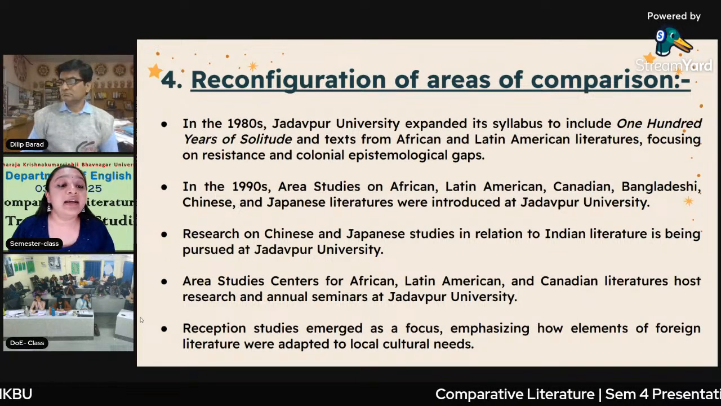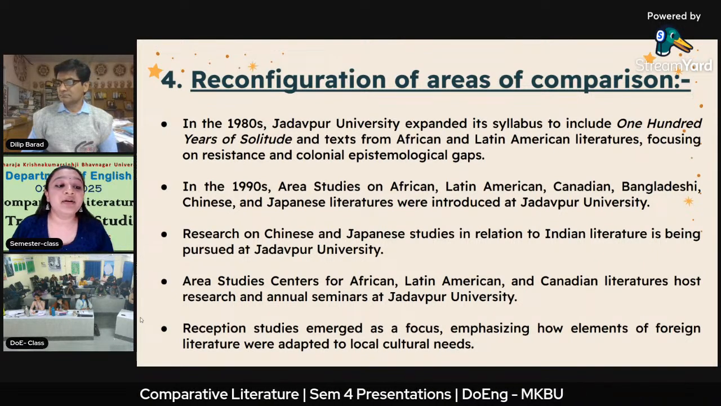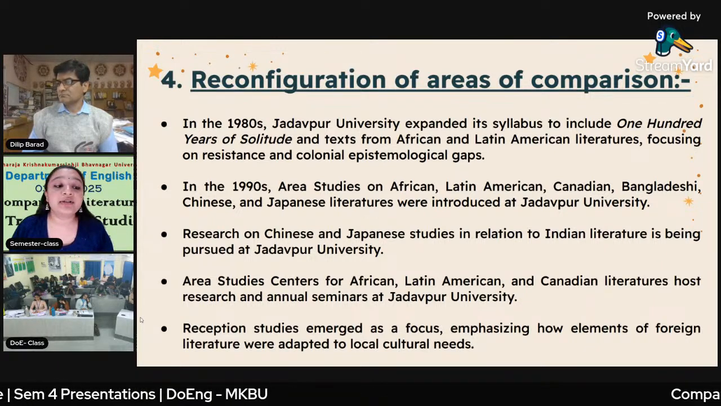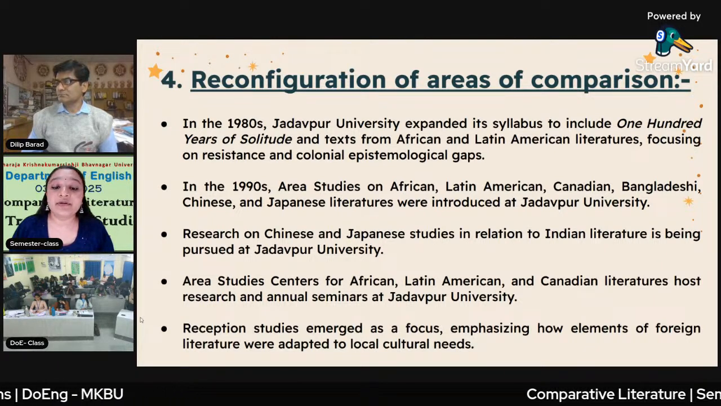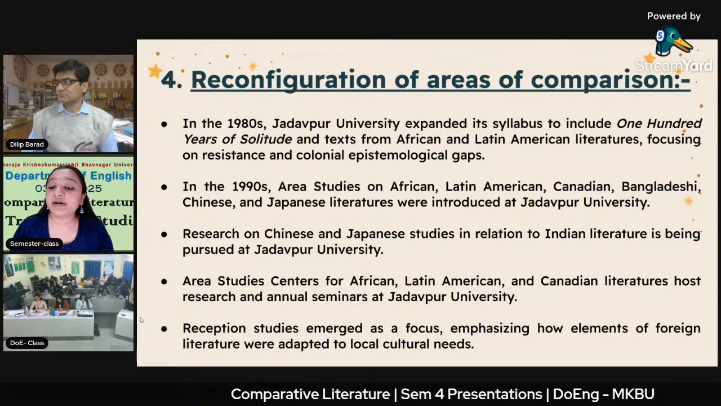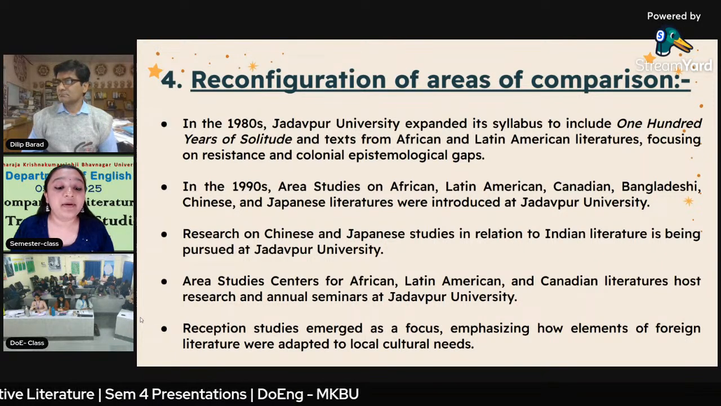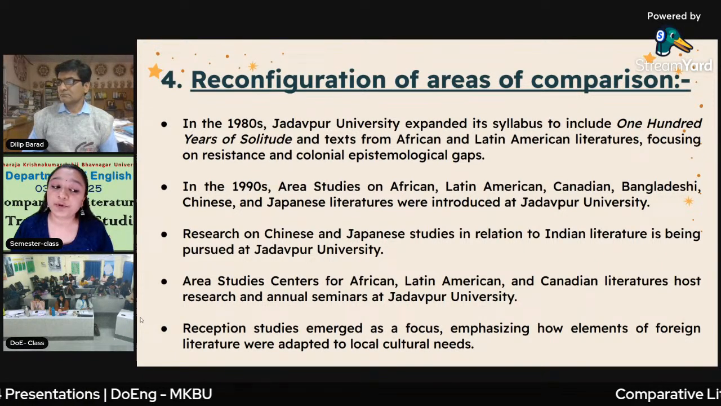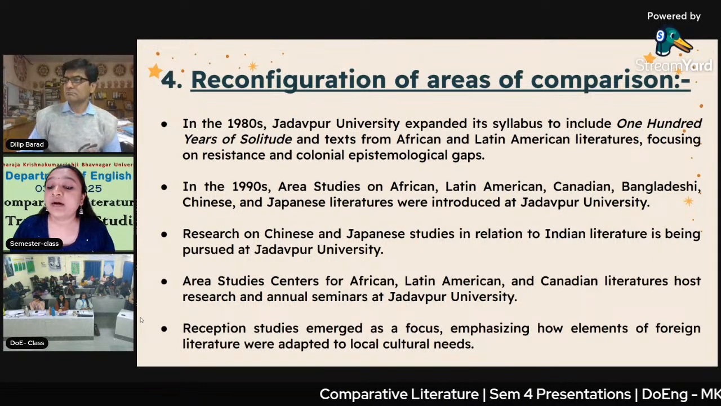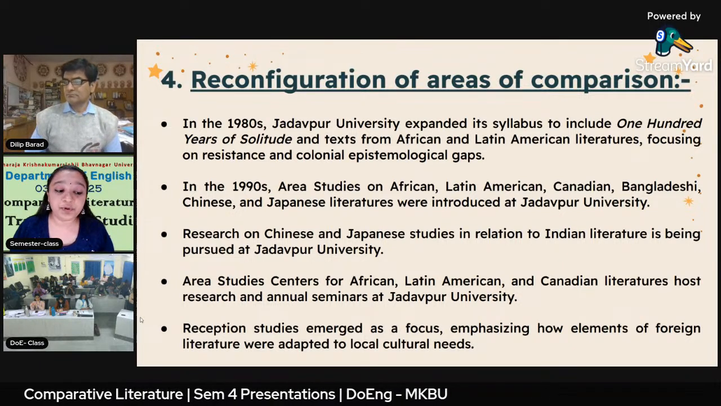In the 1980s, Jadavpur University expanded its syllabus to include One Hundred Years of Solitude and a text from African and Latin American literatures, focusing on resistance in colonial epistemology gaps. In the 1990s, area studies of African, Latin American, Canadian, and Bangladeshi, or Chinese and Japanese literatures were introduced at Jadavpur University. Research on Chinese and Japanese studies in relation to Indian literature is being pursued at Jadavpur University.